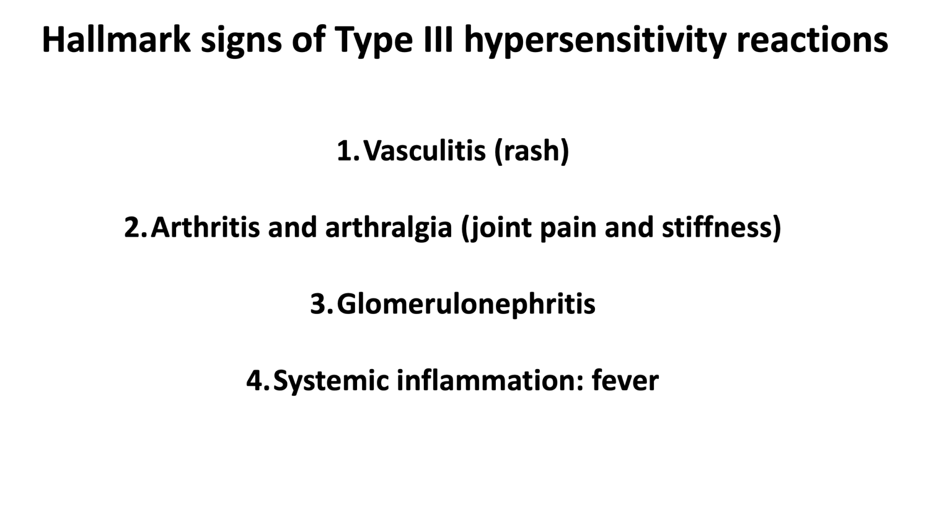So what are the hallmark signs of type 3 hypersensitivity? Well, we've just discussed them. They're vasculitis or rash, arthritis and arthralgia, glomerulonephritis, and signs of systemic inflammation, including fever, are common. So one key type 3 hypersensitivity reaction that you're going to want to know about is serum sickness.